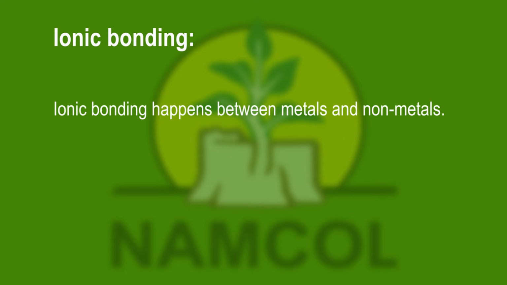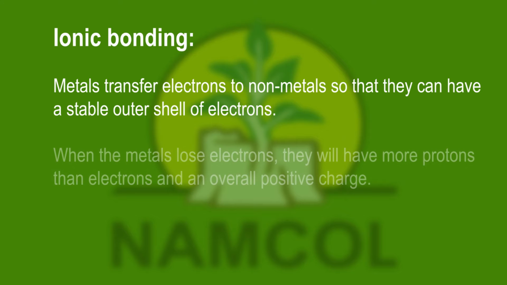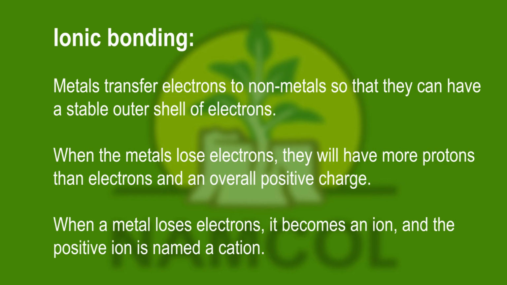Ionic bonding is happening between metals and nonmetals. The metals transfer electrons to the nonmetals so that they can have a stable outer shell of electrons. When the metals lose electrons, they will have more protons than electrons and an overall positive charge. When a metal loses electrons, it becomes an ion, and the positive ion is named a cation.